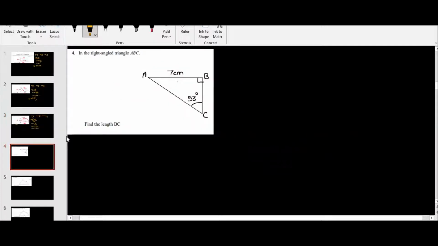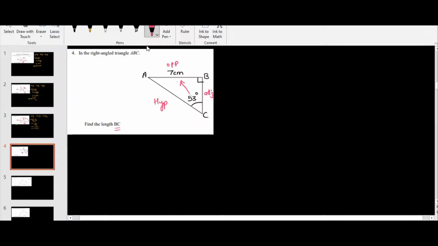Question 4. In the right angle triangle ABC, find the length BC. This question is similar to question 3, how we did. So here also you are finding the length BC. First let us mark the sides. This is angle 53 degrees. Just opposite side is this one. This is the hypotenuse and this is the adjacent.